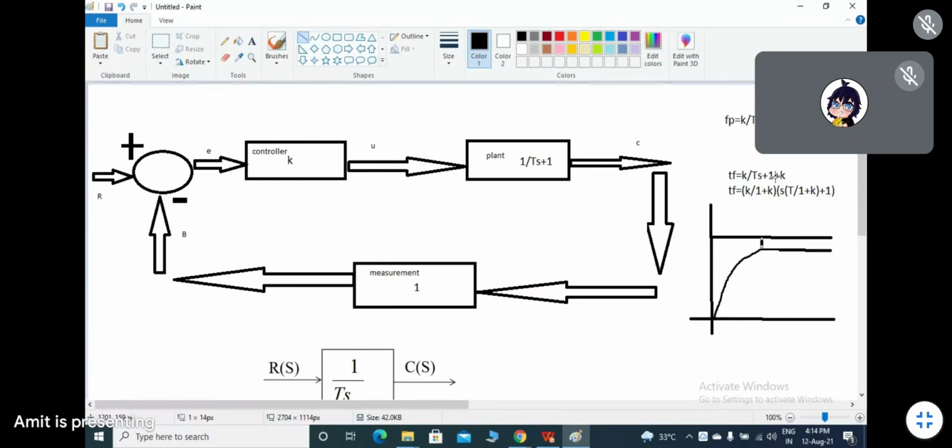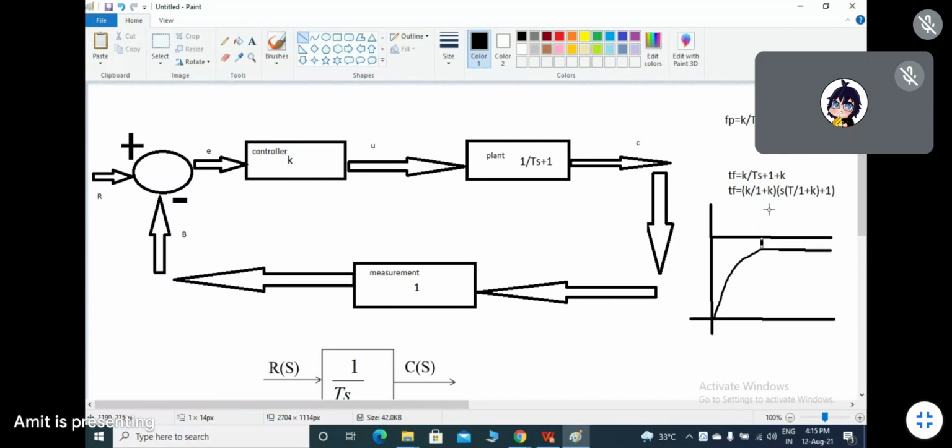Sir, gain is 0.5, yes or no? This is the gain, k divided by 1 plus k. So if that is your gain of the system, if k is 1, what will be the gain? 0.5. Yes, sir. Getting my point?